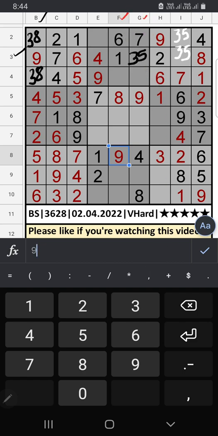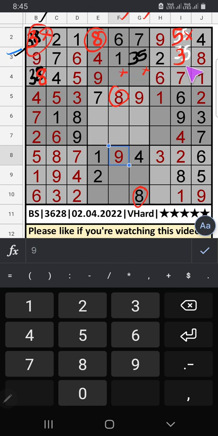Column F and column G, we have 8. So 8 can't come in these cells. Then 8 is confirmed here. Since 8 is here, so 8 can't come in the cell. 8 is confirmed here. Then 3 is here. Since 3 is here, so 3 can't come in the cell. 3 is confirmed here. Then 5 is here.